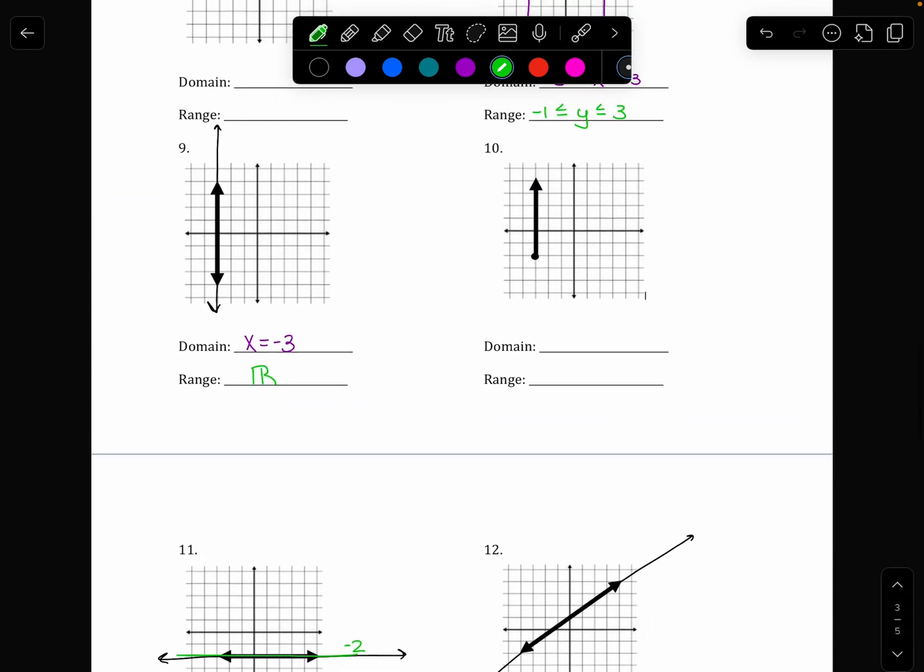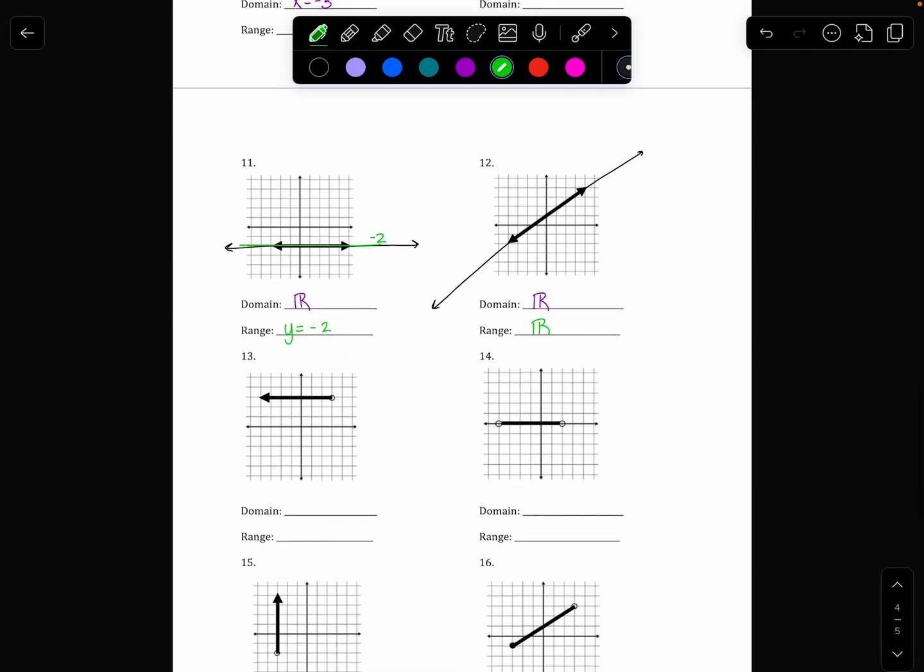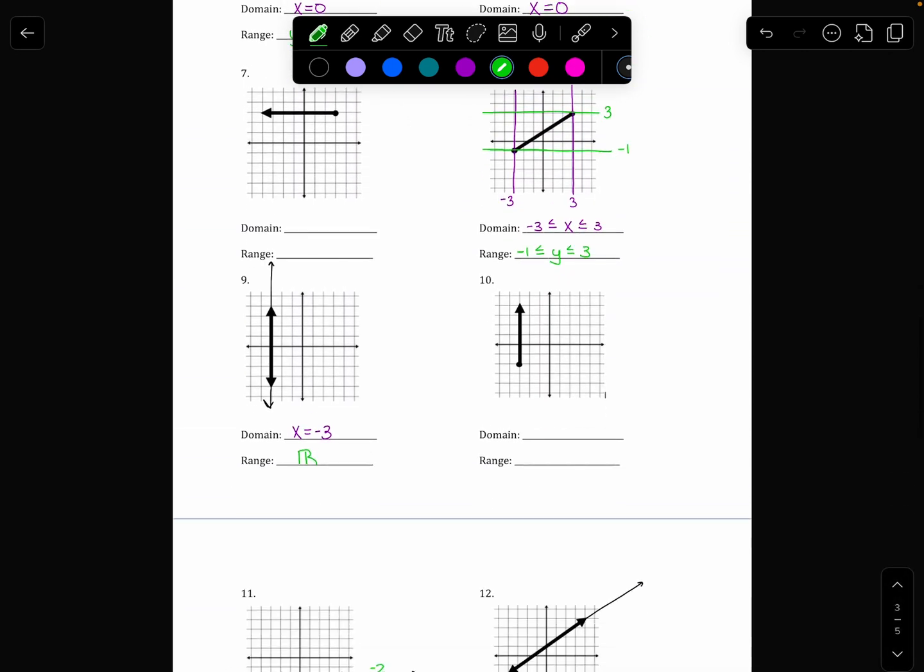I will give you a clue to help you. If your graph has 2 arrows on it pointing in opposite directions from each other, something will be all real numbers on your domain or range. It'll either be the domain or it'll be the range, and on occasion it will be both.